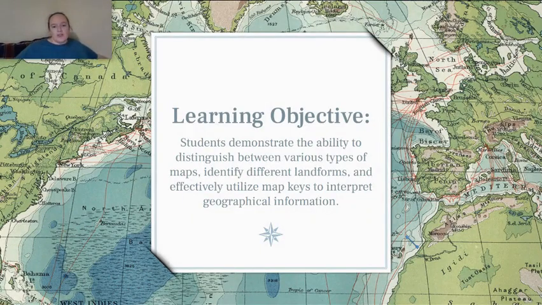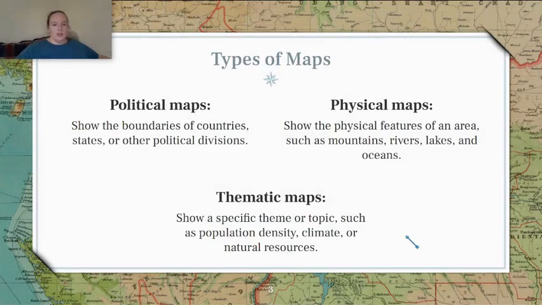Our learning objective for this unit will be that students will demonstrate the ability to distinguish between various types of maps, identify different landforms, and effectively utilize map keys to interpret geographical information. Make sure you have your guided notes as we go through this, as you will be filling in your blanks.